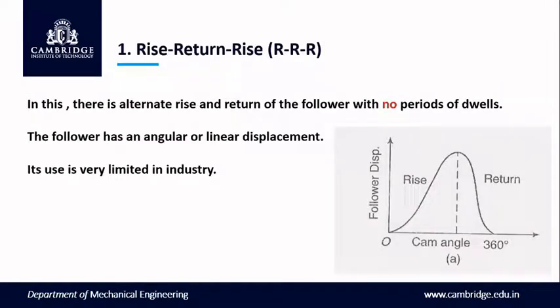Let us discuss the rise-return-rise type of follower. In this, there will be alternate rise and alternate return for the follower with no period of dwell. Here we can see there is an absence of dwell, so the follower will have continuous motion. Either it may have rise motion or it may have return motion. The follower has an angular or linear displacement, but it has very limited application in industry because dwells are preferred in industrial applications. Therefore, rise-return-rise has very limited application in industries.